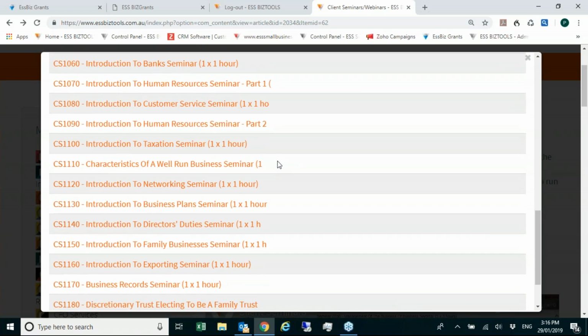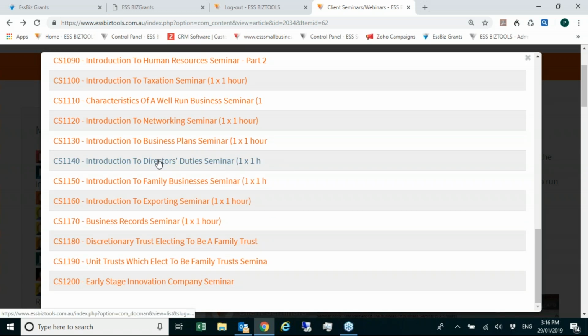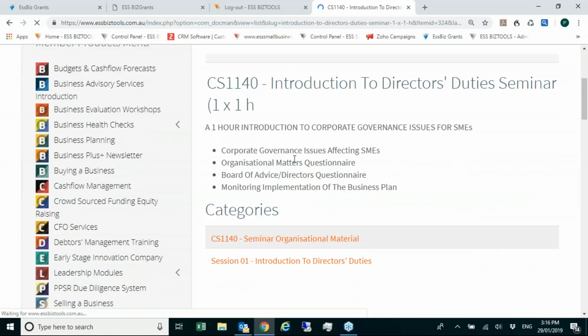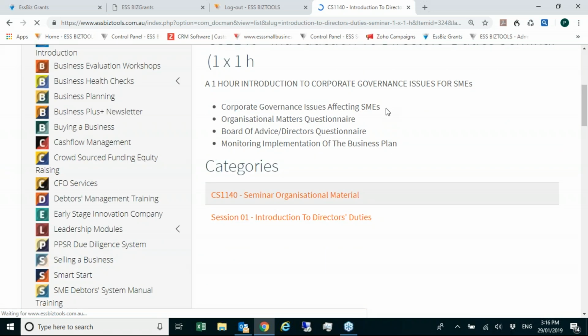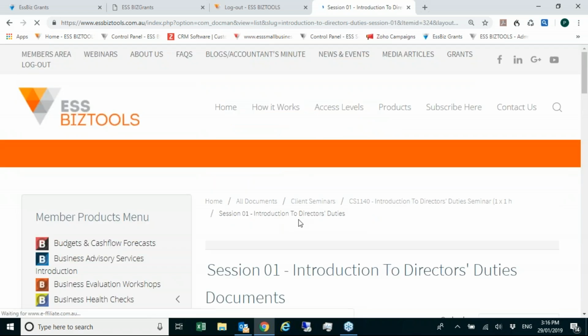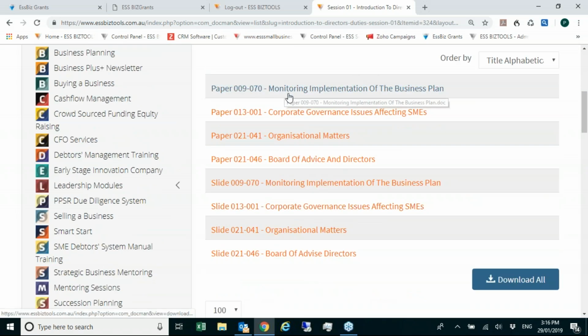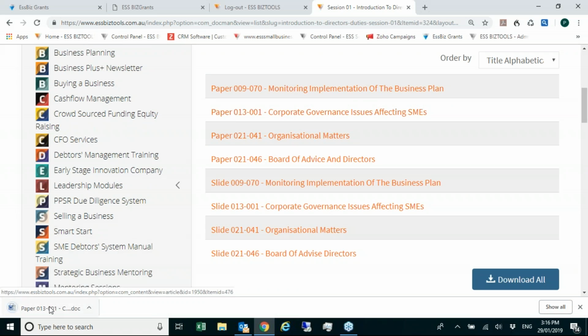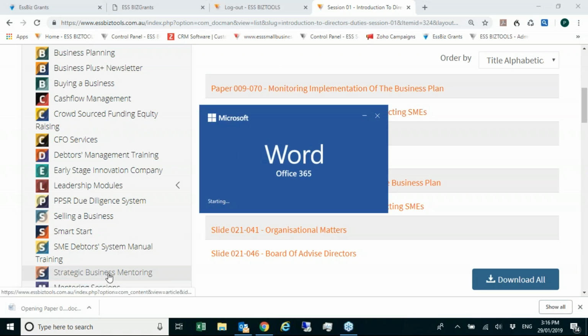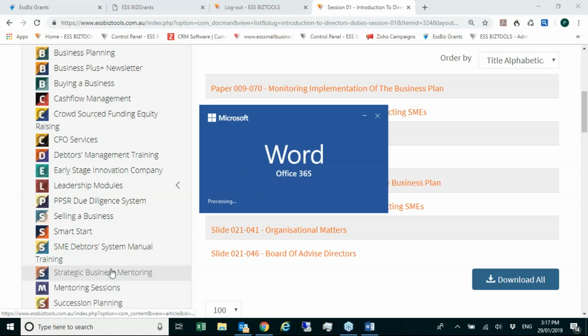So if you wanted to look at a seminar on introduction to directors' duties, there's a summary of what's included. So we could go into that. And what we have there are the papers. There's 4 papers to be discussed. So if you want to have a look at corporate governance issues, the papers are there primarily to be handed out to the attendees.